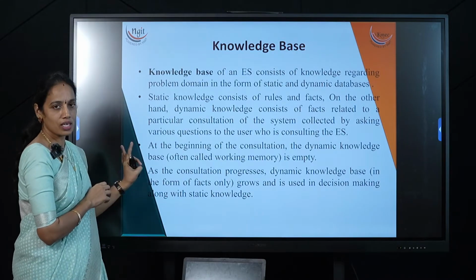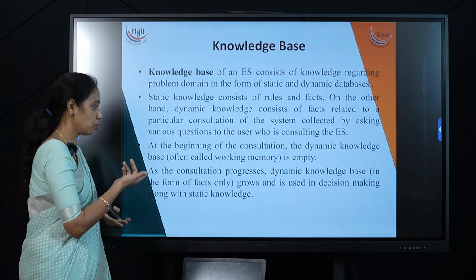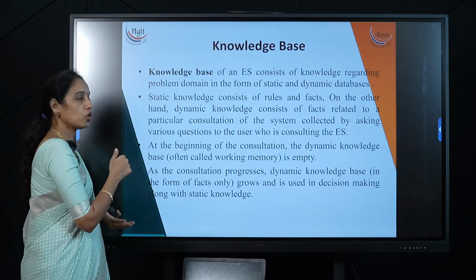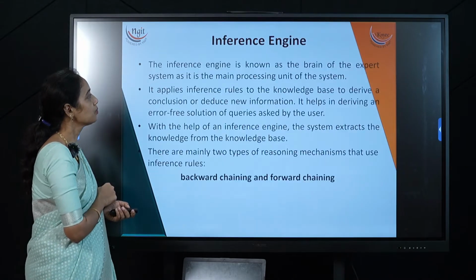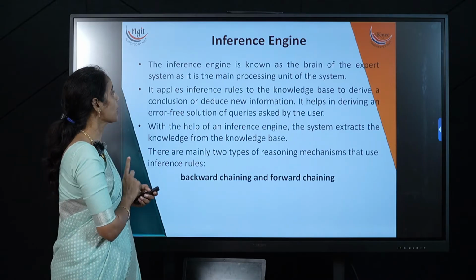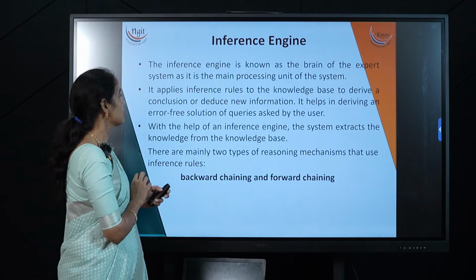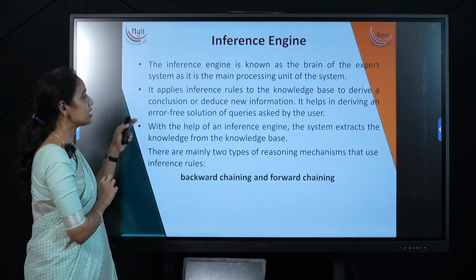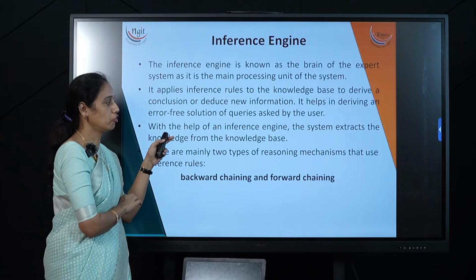And at the beginning of the consultation, the dynamic knowledge base is empty, but as the consultation progresses, it grows and is used in decision making along with the static knowledge. And coming to the next one, the inference engine, which is also known as the brain of the expert system. Why? Because it is the main processing unit of the system, and it applies inference rules to the knowledge base to derive a conclusion or deduce new information.